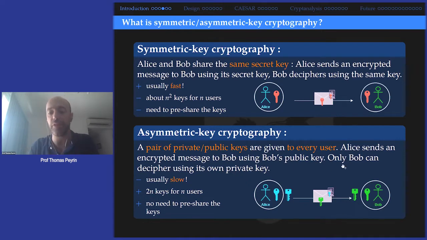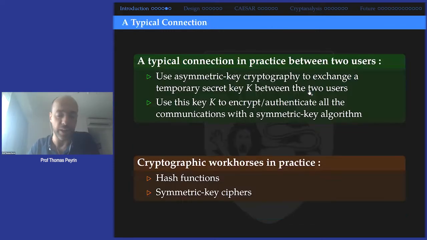So basically, you start with asymmetric cryptography, generate a key like this one, share it between you two, and then you can switch to symmetric cryptography, which is much faster. And then you can communicate with large files, video, whatever, and that is going to be efficient. That's what happens in practice most of the time.